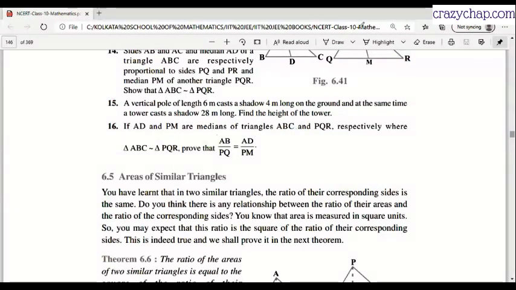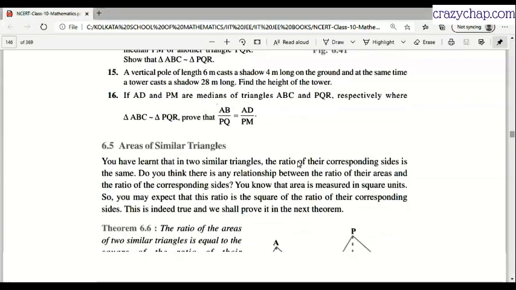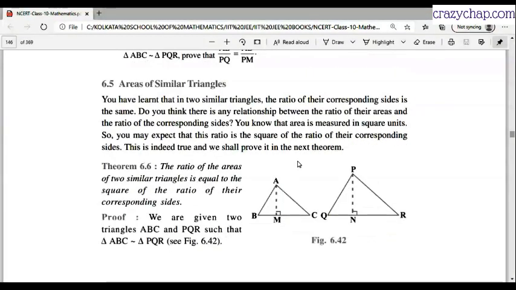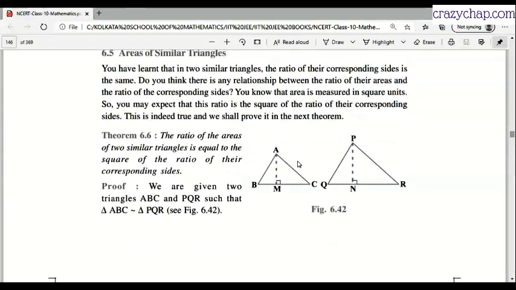Let's have a look at some more properties of areas of similar triangles. Okay, hope you're not exhausted. Akib, hope you're not tired. No, sir. Okay, fine.